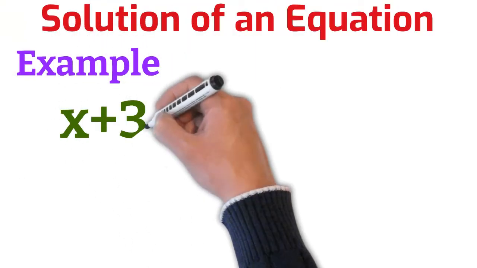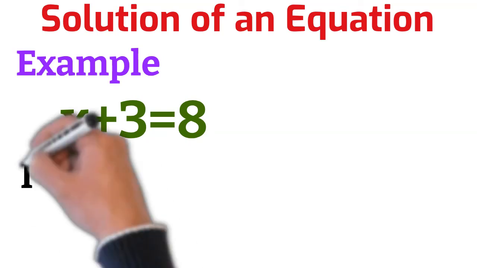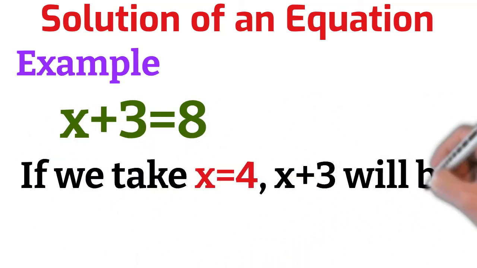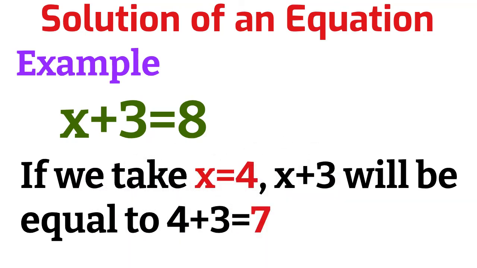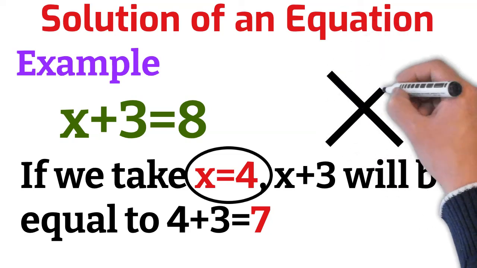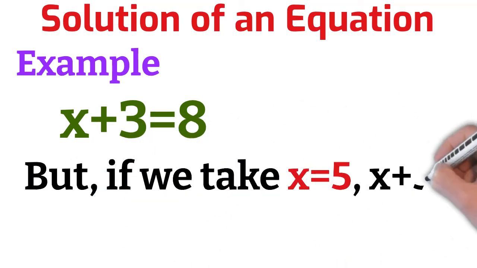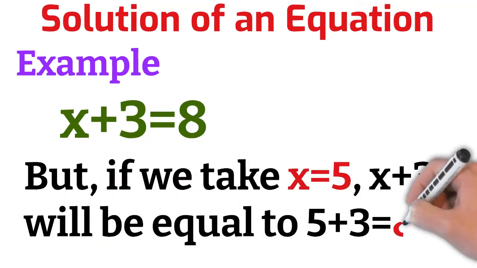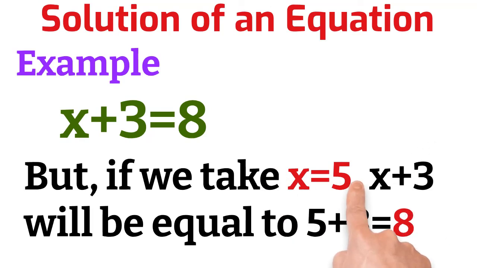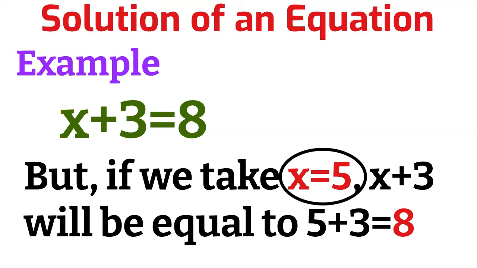For example, x plus 3 equal to 8. Now, if we take x is equal to 4, x plus 3 will be equal to 4 plus 3 equal to 7. To satisfy this equation, the sum must be 8. And thus, x is equal to 4 does not satisfy this equation. But if we take x is equal to 5, x plus 3 will be equal to 5 plus 3 equal to 8. Thus, x equal to 5 satisfies this equation. And x is equal to 5 is the solution of this equation.